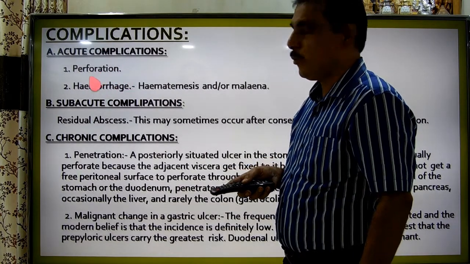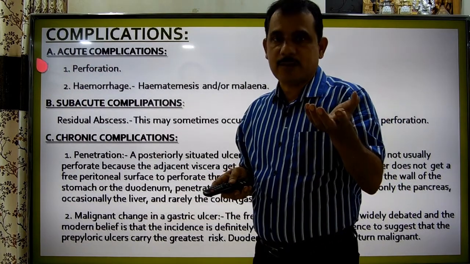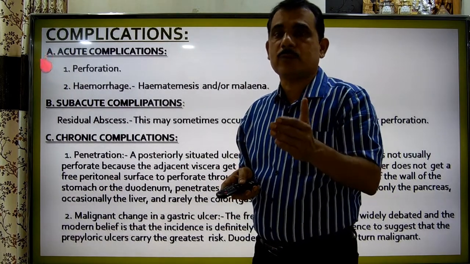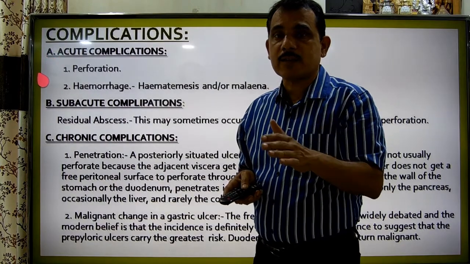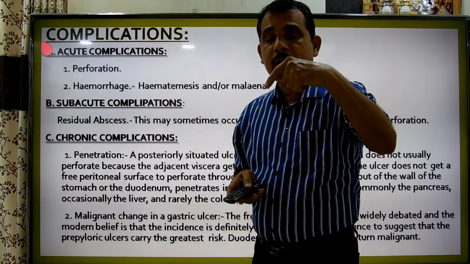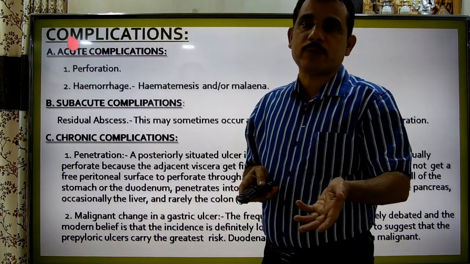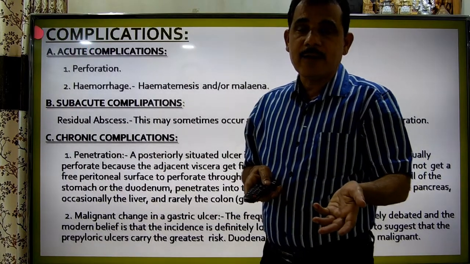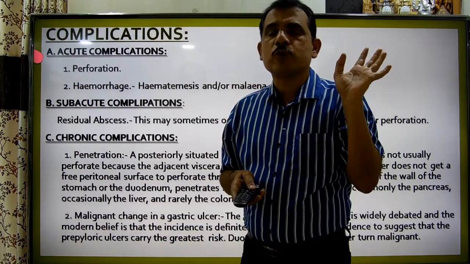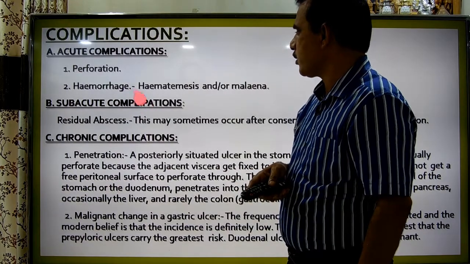Perforation most likely occurs in the duodenal ulcer. It also occurs in the stomach ulcer, but compared to the gastric ulcer, the duodenal ulcer tends to perforate more because it penetrates, and as you have seen in the pathology, it involves all the layers of the duodenal wall. While gastric ulcers, especially acute ones, most commonly involve the superficial layer of the wall of the stomach. Then hemorrhage is common in both.